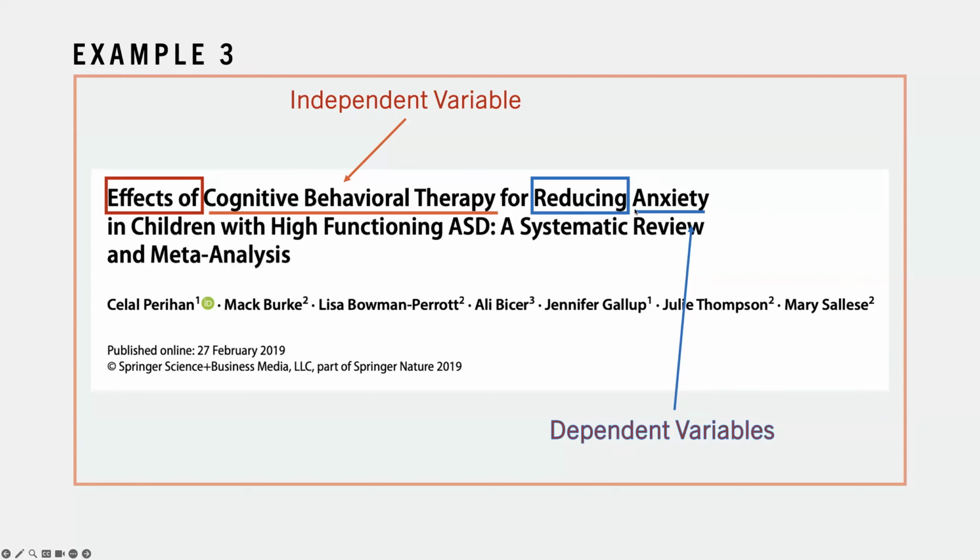So again, you can see here that we think that this anxiety is dependent on the cognitive behavioral therapy. So independent variable, cognitive behavioral therapy, dependent variable is anxiety in this example.